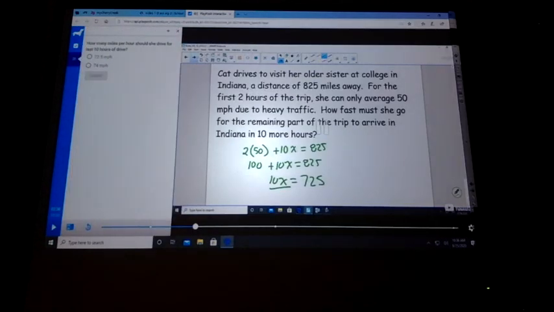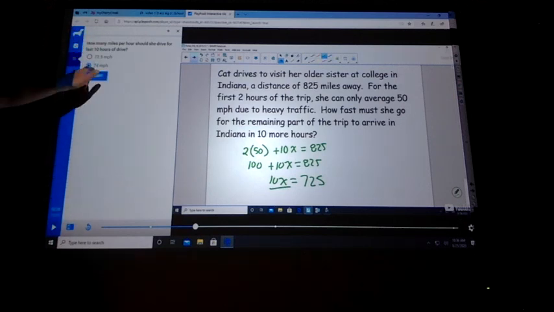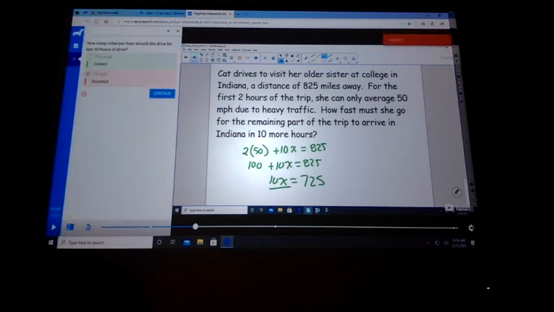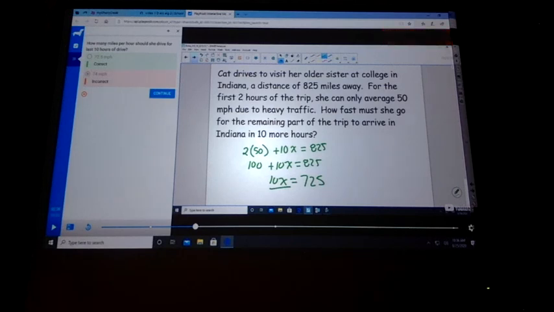Dividing both sides by 10. How many miles per hour should she drive for the last 10 hours? 72.5 miles per hour. Well, let's just pretend we made an error. Don't worry, you're still getting the full points on this. But let's say we made an error. We do that, hit submit, you get the red flag. It's incorrect. Correct answer, 17.5.